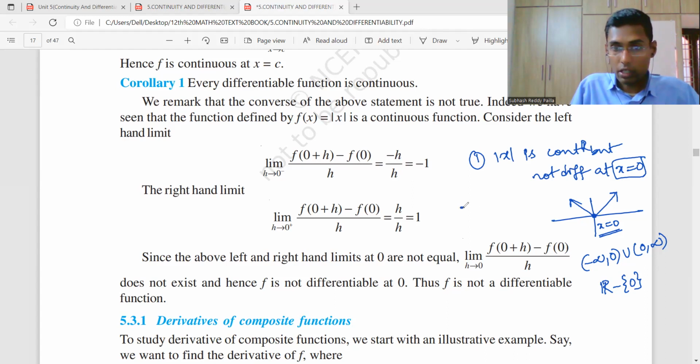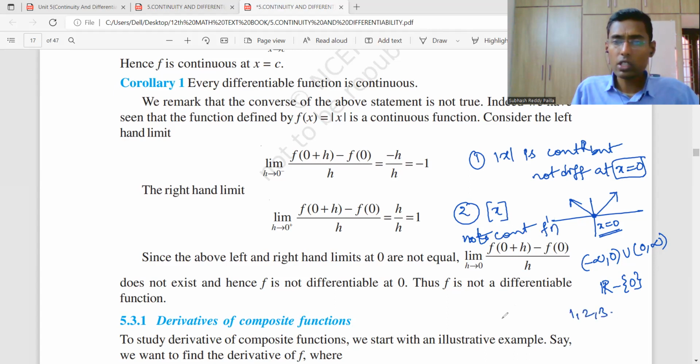Another thing you should remember is the greatest integer function, that is the integral part function. This is always an integer. Here we saw this is not a continuous function, at integral points, at 1, 2, 3. The graph is going to break like this. At 1 it is breaking, so it is not continuous, and therefore you can't draw the tangent here.